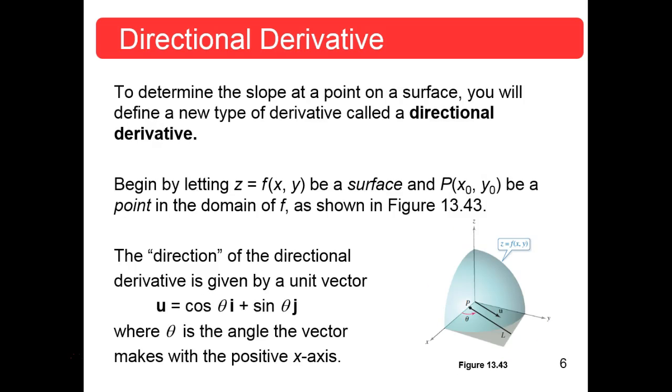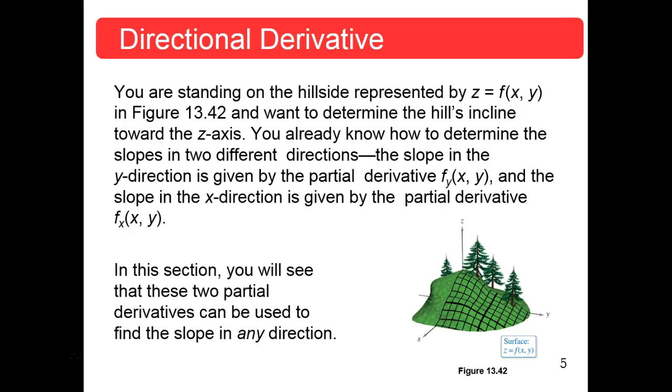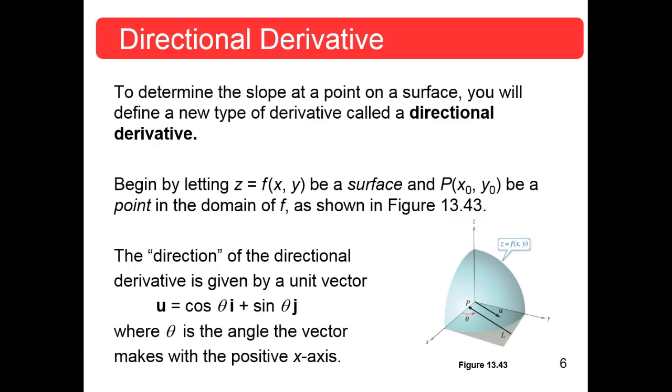Now, to determine the slope at a point on a surface, you will define a new type of derivative called a directional derivative. This isn't just with respect to one axis or another. It's a directional derivative, okay? All right. Let's begin by letting z be some function f of x, y. And that makes perfect sense here, and it makes perfect sense here in figure 13.43.